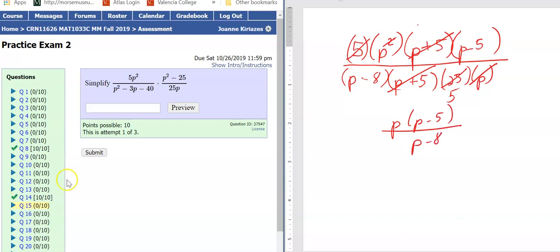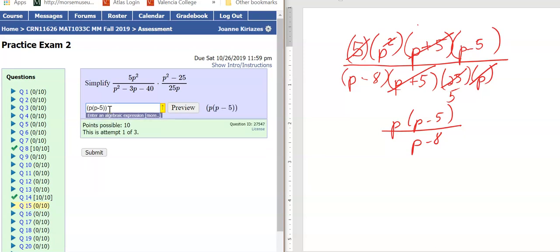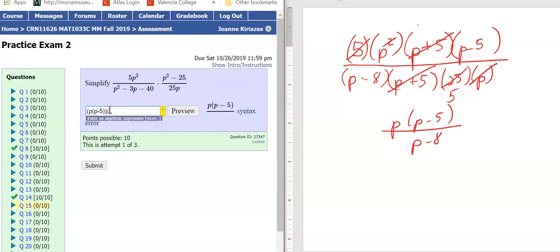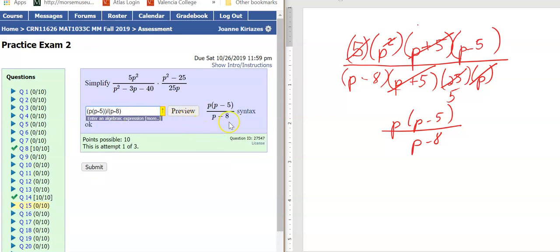And you may leave it like that. You don't need to multiply it out. So I'm going to put it all here. I'm saying p times p minus 5 divided by p minus 8. Okay? And I can clearly see that's what I wanted. I hit submit.